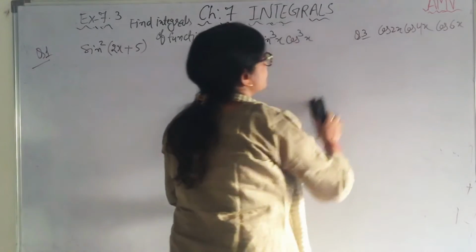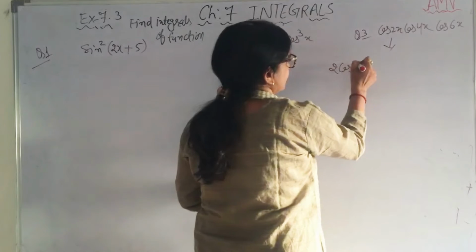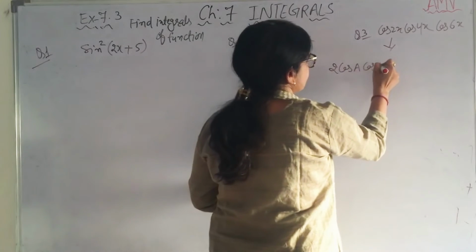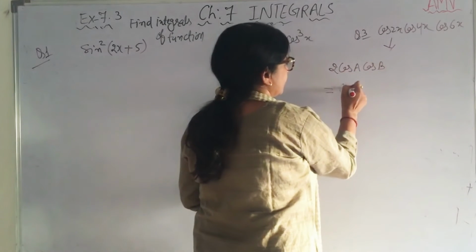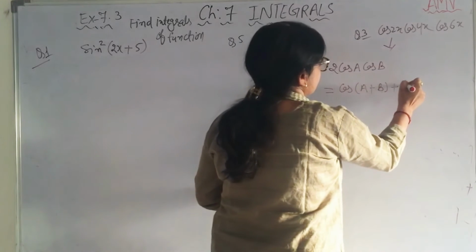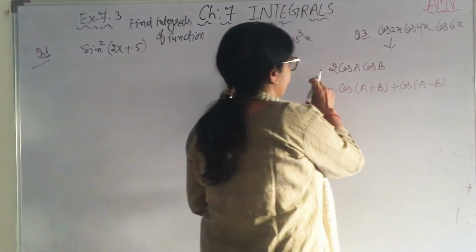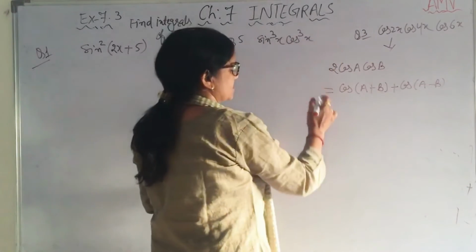In this question, students, we apply the formula. I am writing here; you write in your notebook. 2 cos A cos B is cos(A plus B) plus cos(A minus B). There are 4 formulae like this.